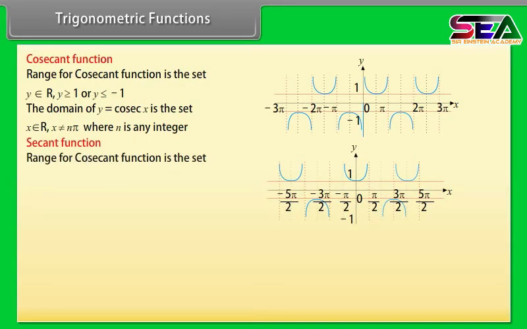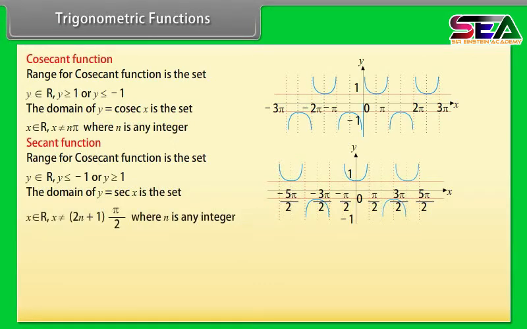Range for cosecant function is the set y belongs to real numbers, y less than or equal to -1 or y greater than or equal to 1. The domain of y equals sec of x is the set x belongs to real numbers, x not equal to (2n plus 1) times pi by 2, where n is any integer.